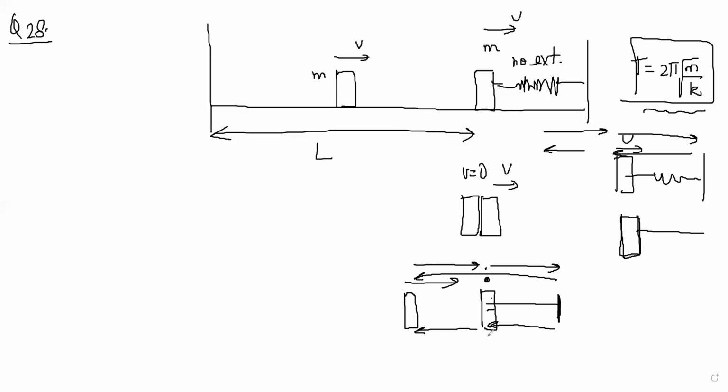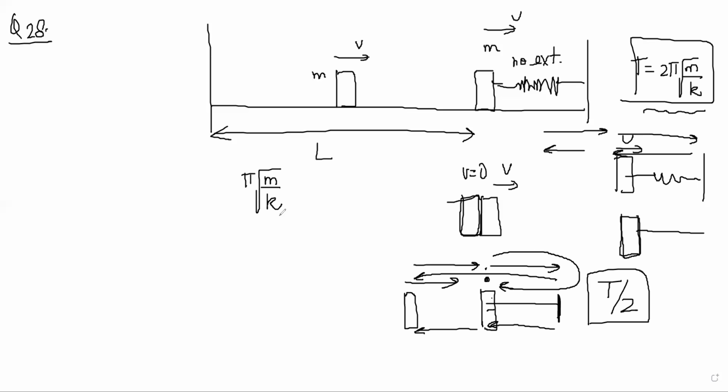So you are going only till this much, right? Because then you will collide with the first block. So this is basically T by 2 of the whole time period. Therefore, after time pi root m by k, it will come back.